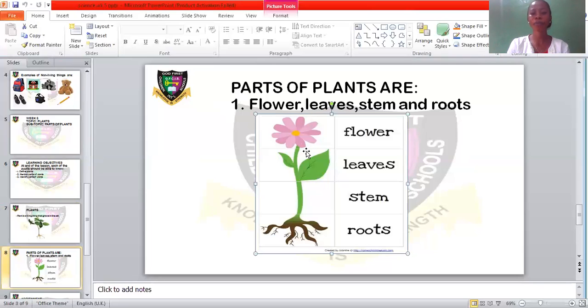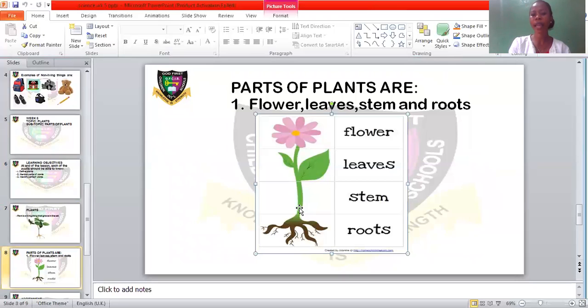Look at the picture that identifies the various parts of plants. Number 1 is the flower, in purple and yellow. The second one is leaves. We have 2 leaves, a small one and a bigger one. How many leaves do we have there? 2. Leaves are also part of plants.